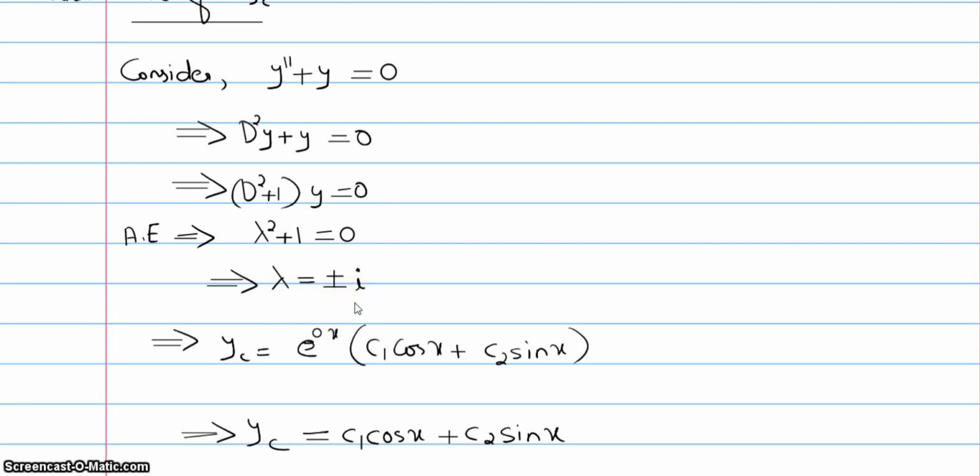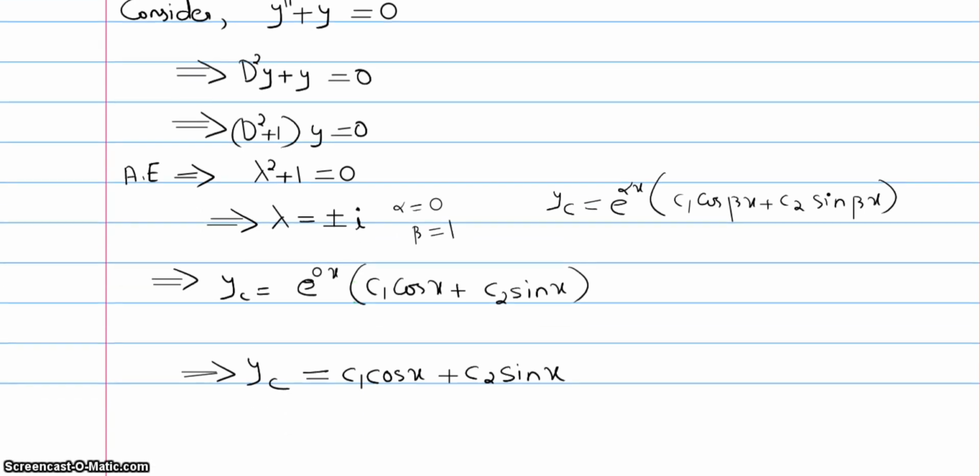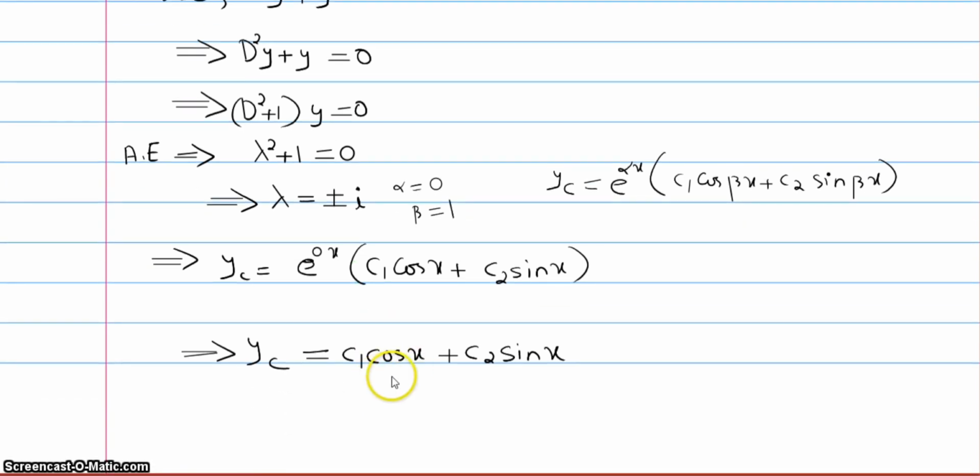So the general solution will be of the format given by case 3: e^(αx) (c1 cos βx + c2 sin βx). Here the value of alpha is 0 and beta is 1. So we get the complementary function as c1 cos x + c2 sin x, since the exponential raised to 0 is 1. Here we choose cos x as y1 and sin x as y2, the two solutions.